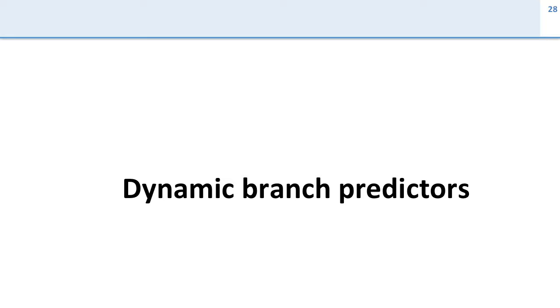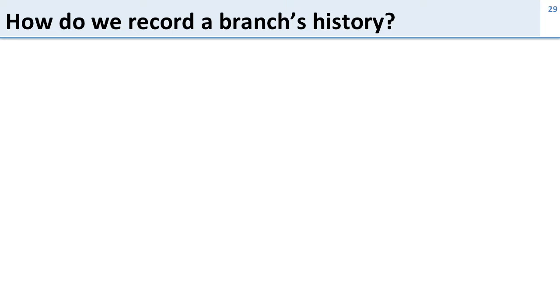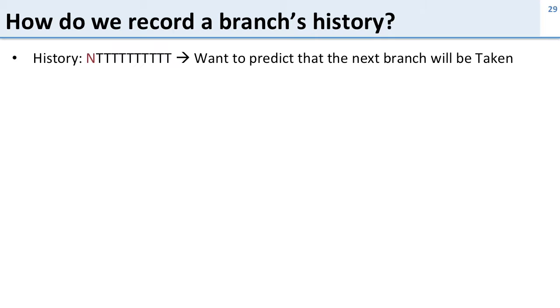So now we're going to talk about dynamic branch predictors. That is, branch predictors that change what they predict based on what the branch does as it's running. So how do we record a branch's history? That is, how do we keep track of what the branch has done?